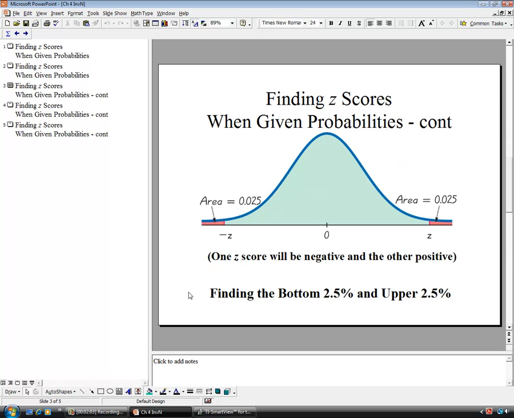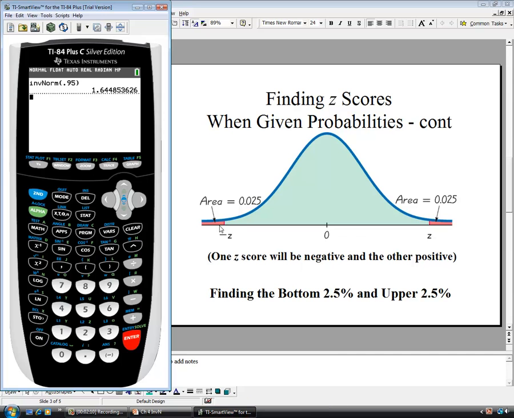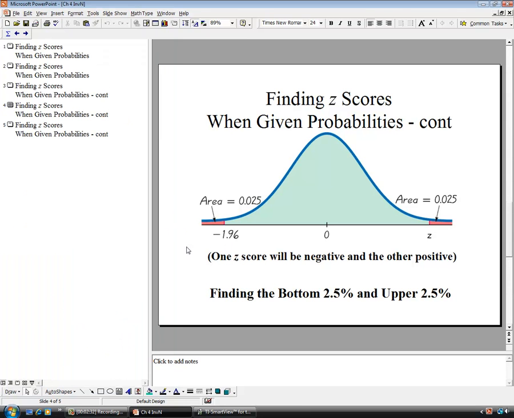Another example, say we want the middle 95%. So we take the bottom 2.5% and the top 2.5%. So now instead of going 0.95, we've got a couple options. We can find this one here at 0.025, so second vars inverse norm, 0.025 gives us a value of about 1.96. So that value is negative 1.96.